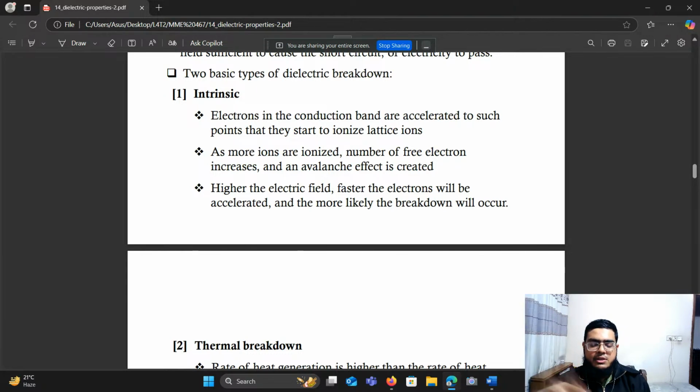What is the avalanche effect? It's like a chain reaction. The higher the electric field, the faster the electron will be accelerated, and the more likely the breakdown will occur. The electron will come out from the conduction band, and it will happen for a high electric field. The faster the electron is accelerated, the more likely the breakdown will occur. So this is the cause of intrinsic breakdown.